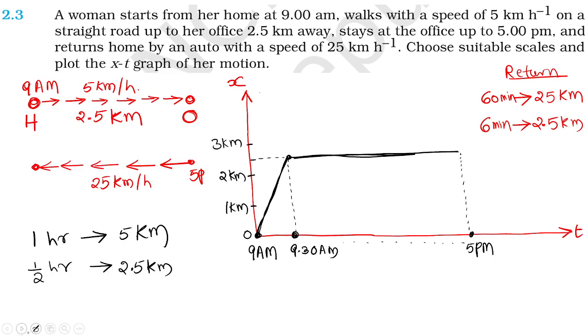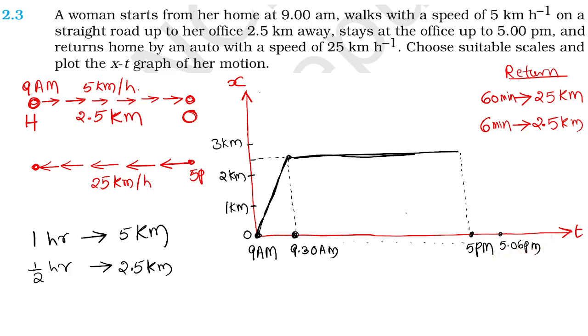She leaves the office at 5 p.m. So she will reach home at 6 p.m. Because only 6 minutes is required. Understood? Only 6 minutes is required for the return. She is returning to home by auto. So only 6 minutes is required. She leaves the office at 5 p.m., then she will reach home at 6 p.m. Okay, 5 hour 6 minutes, like that.